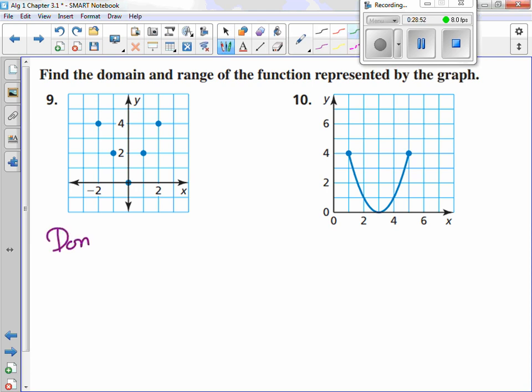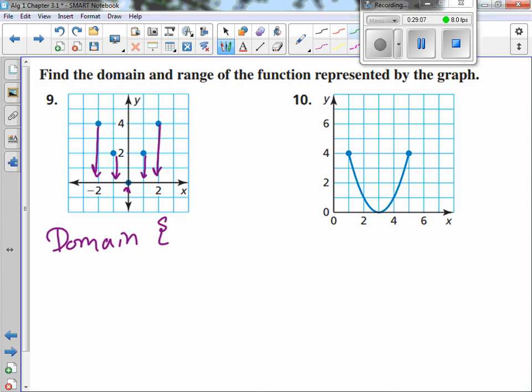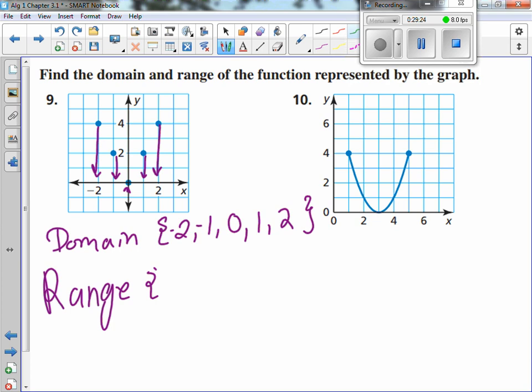Let's look at the domain for this one. What would the domain be? Look at the x values for these points. What are the x values for each one of these points? Well, we have -2, 0, 1, and 2. Now, because they're individual points, we have to name each one of them.